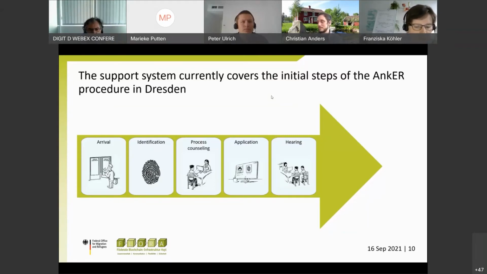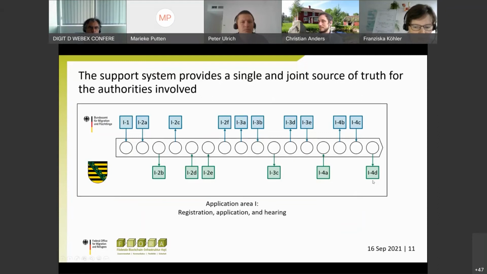That's why let's focus on the next slide on the communication between BAMF and the Foreigner Office of Saxony in Dresden. This interlinked process is shown on the current slide. As you can see, both authorities exchange information about the status of an asylum application all the time. And each one needs this information from the other authority for its own tasks.